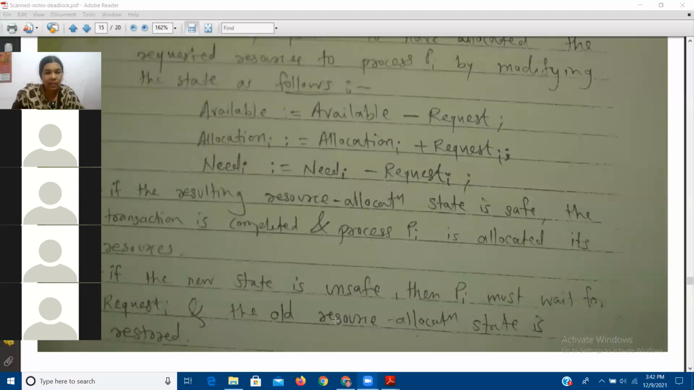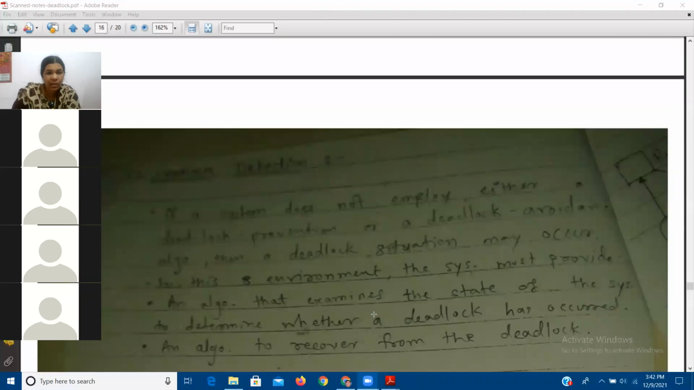So like that again here, if this new state is unsafe, the process Pi must wait for the request, and the old resource allocation state is restored. If a process's request is not less than need or not less than available, so what it indicates is that the system is going into the deadlock state. So that process has to compulsorily wait, right? So this is about the resource request algorithm.